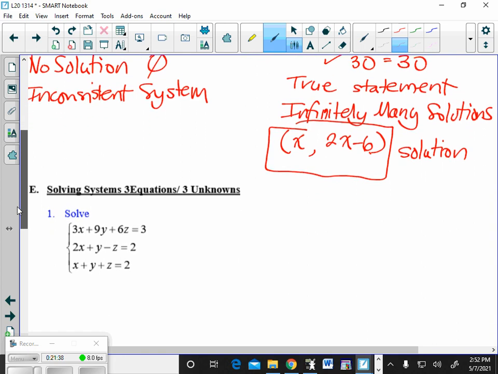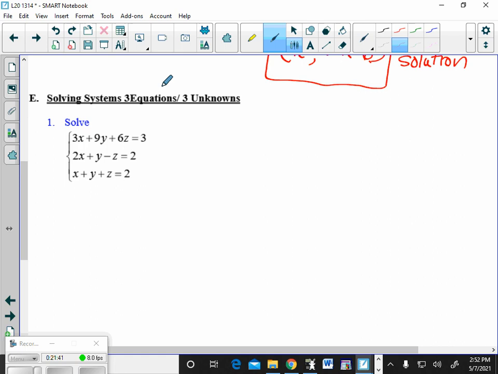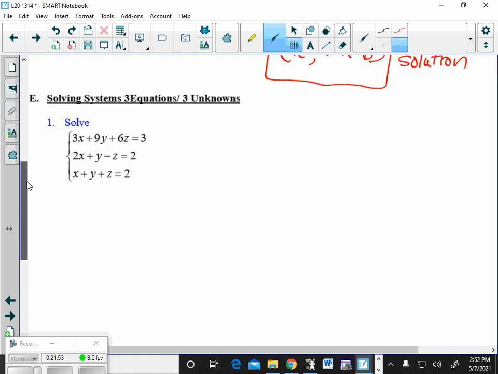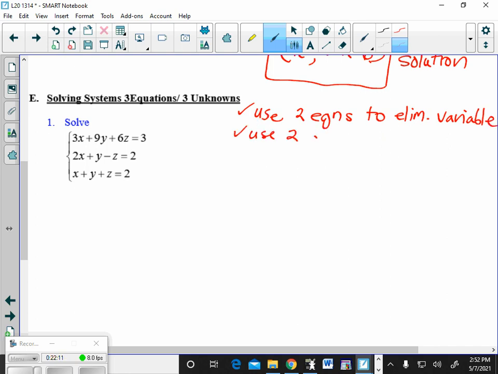Okay, let's take a look at solving systems with 3 equations and 3 unknowns. There are 2 big steps here. The first step would be to use 2 equations to eliminate a variable. Then we're going to use 2 different equations, a different set of equations. It's probably better to write that.